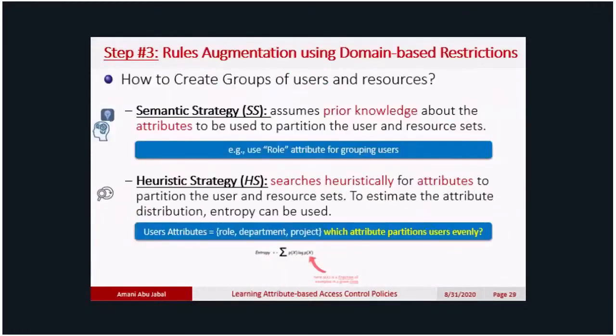Now the question is how to create the groups of users and resources. We have 2 strategies: the semantic strategy, which assumes prior knowledge about the attributes to be used for partitioning the user and resource sets. For example, as we did, we used the role attribute for users. And the heuristic strategy, which searches heuristically for attributes to partition the user and resource sets evenly. To estimate the attribute distribution, entropy can be used.